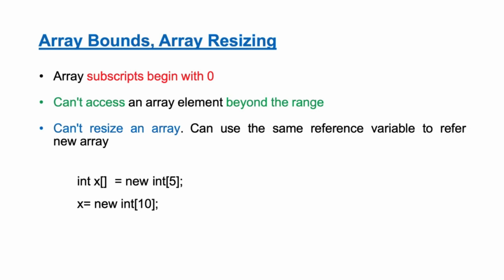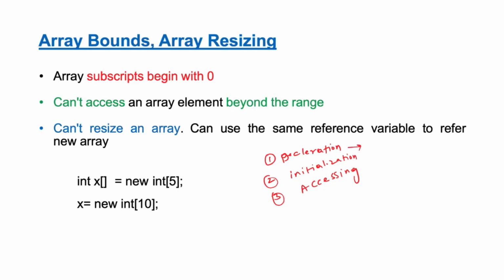The first one is declaration of an array. The second one is initialization of an array. The third one is accessing an array. We already discussed declaration, and I already told you how to declare an array.